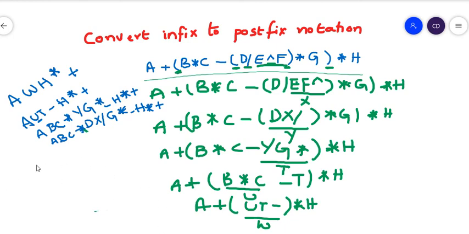So simply it is A, B, C star, D. What do you mean by X? X is nothing but EF exponential. So in place of X you can write simply EF exponential. Then you have a division. Then G. Then star minus H star plus. So this is your postfix notation. See, ABC star DEF exponential divide G star minus H star plus.